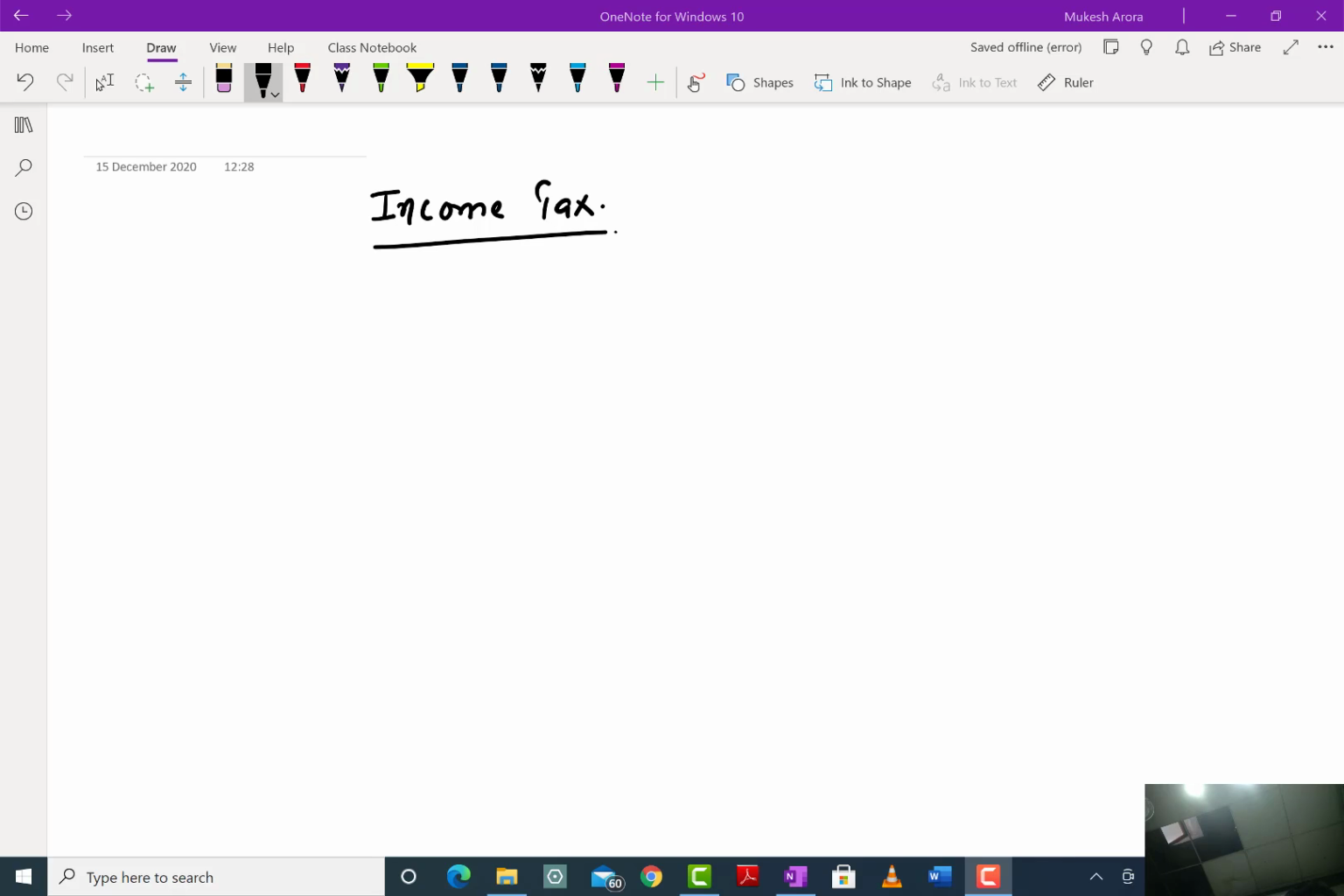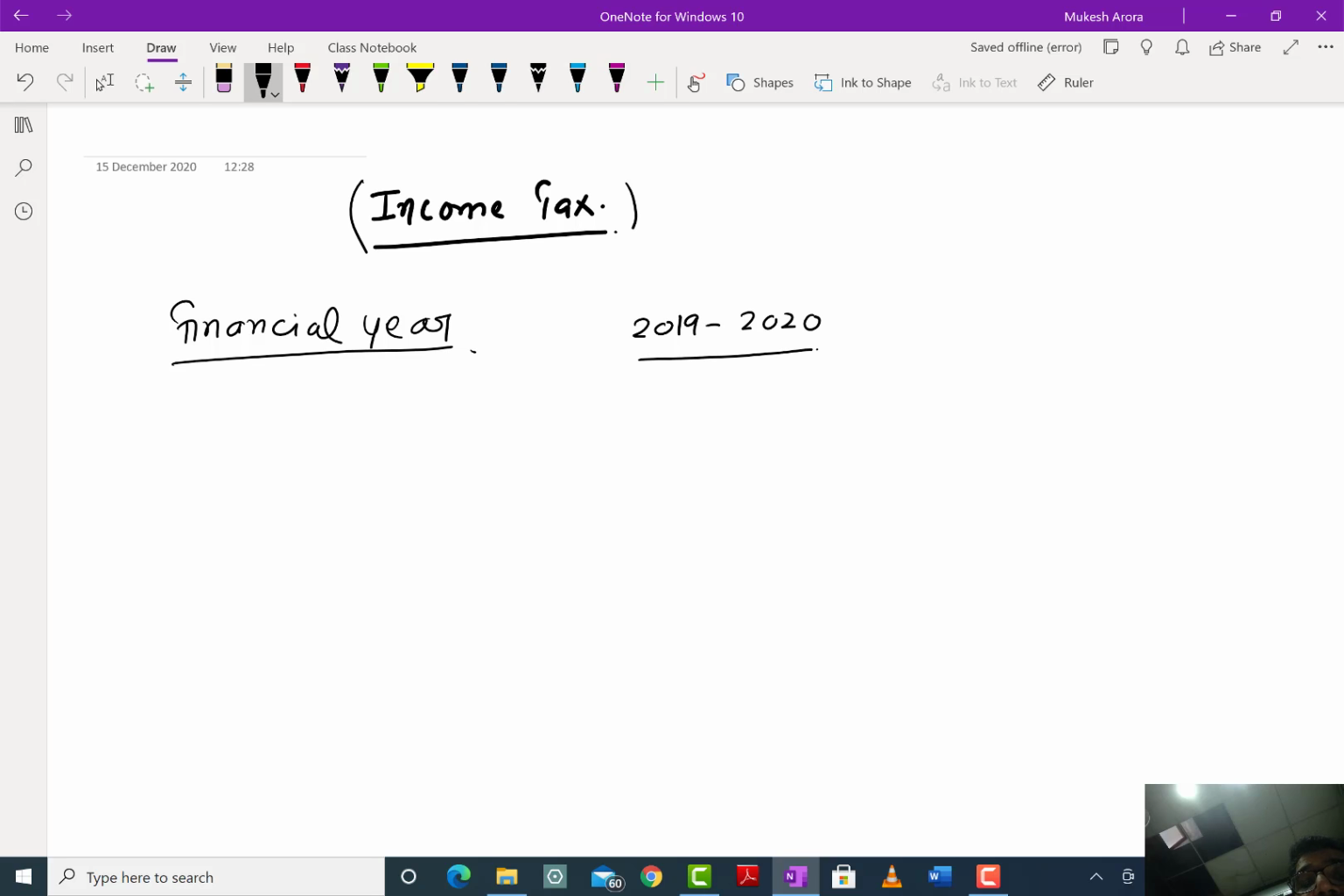Good morning, students. Before we start the income tax, we have to understand certain terms. First is the financial year. Financial year means a year for which we are calculating the income tax, like we are calculating now the income tax for 2019 and 2020.